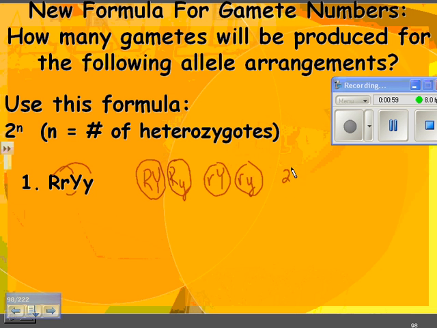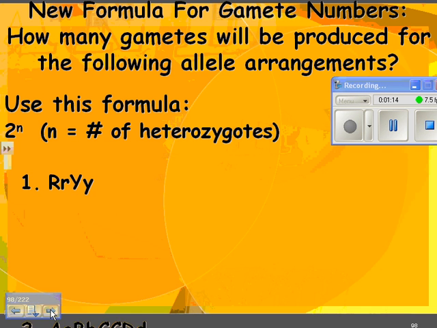So if you go 2 to the n, that's 2 to the number of heterozygotes. So there's 2 heterozygous things. So 2 to the 2 would be 2 times 2, which would equal 4, which works out here. Let's look at the next one. Heterozygous 1, 2, that's not heterozygous, so don't count that because every single one of them would be that. And then you have this.